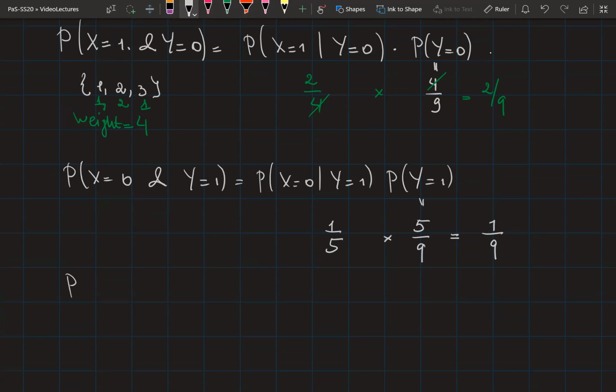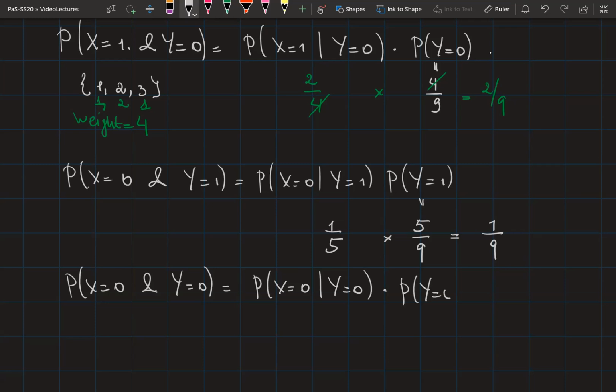And the probability of x is equal to 0, given that y is equal to 0, is going to be the probability of x is equal to 0 given y is equal to 0, multiplied by the probability of y is equal to 0. So the probability of y is equal to 0 is 4 over 9. So what's the probability that an output is going to be odd if it is less than 3? It's going to be either 1 or 3, right? It's going to be 1 over 4 plus 1 over 4, which is 2 over 4. We can just cancel them. It's going to be 2 over 9.